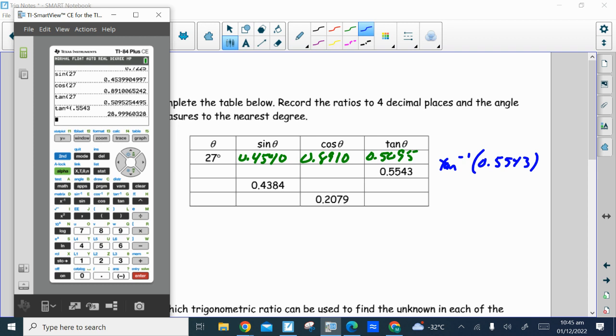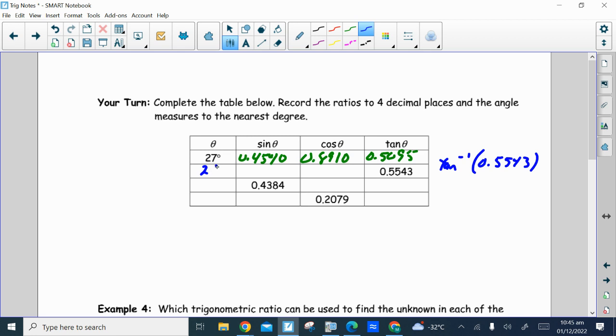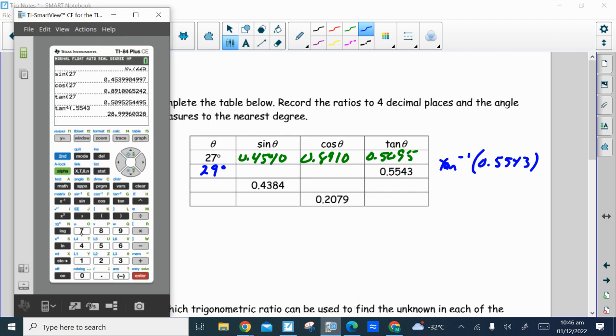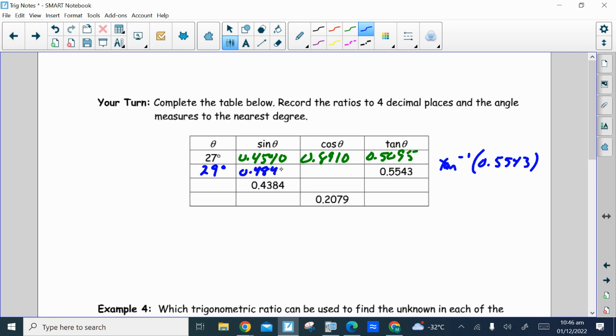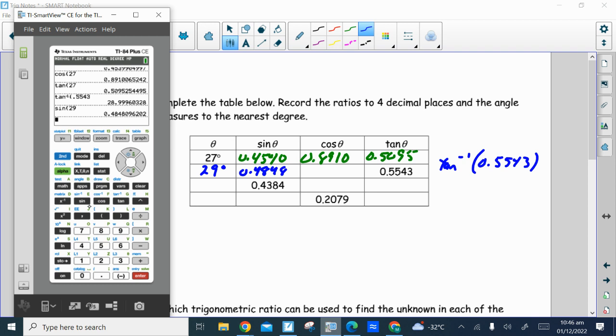It says to round to the nearest degree, which in this case would be 29 degrees. I mean, that decimal, 28.9996, that's really close to 29. But that is our angle theta, so that goes in the theta column. And now that we know the angle is 29, we can just do the sine of 29, which is 0.4848 to 4 decimal places, as well as the cosine of 29, 0.8746.